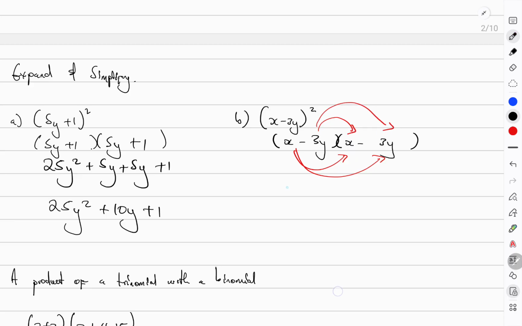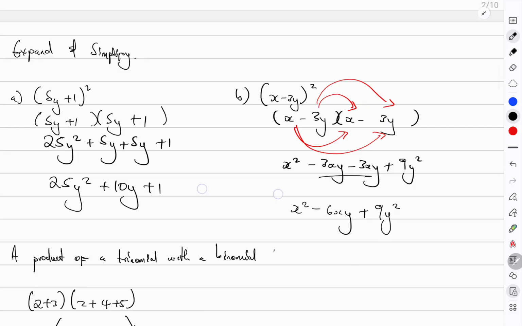Therefore, I'm going to have x times x, giving us x squared. X times negative 3y gives negative 3xy, plus negative 3xy, plus, because negative times negative is positive, 9y squared. These two are like terms, meaning I have to add the coefficients, so I'm going to have x squared minus 6xy plus 9y squared. That becomes my solution.